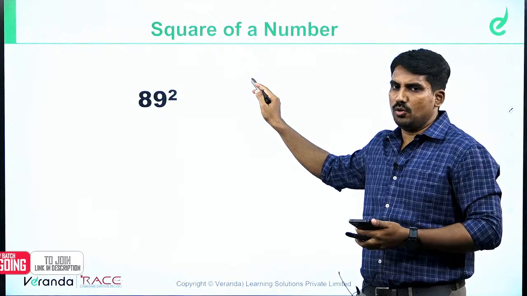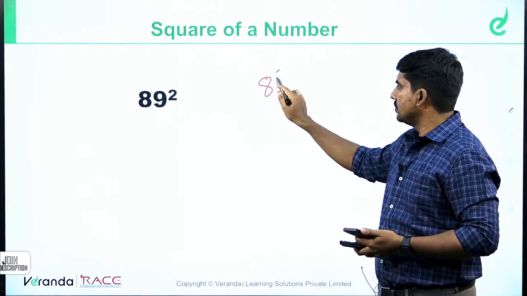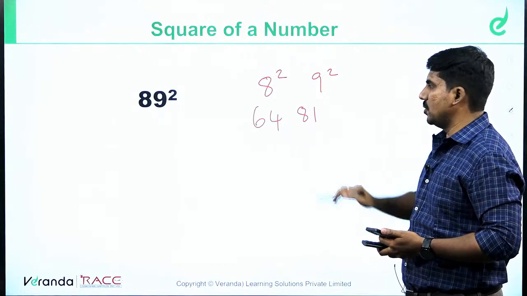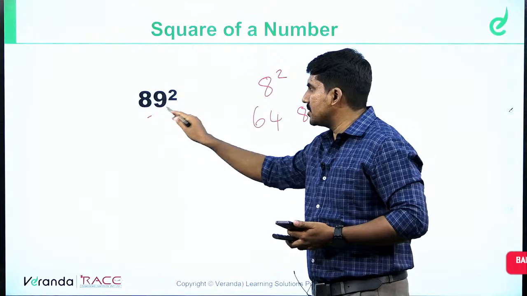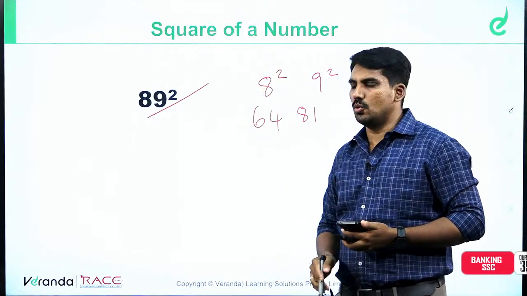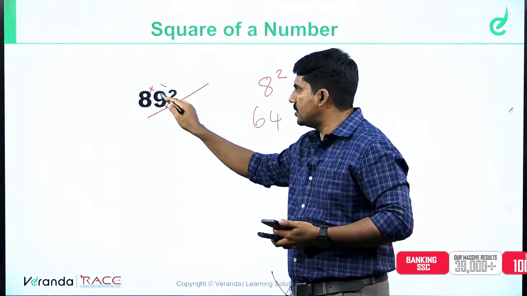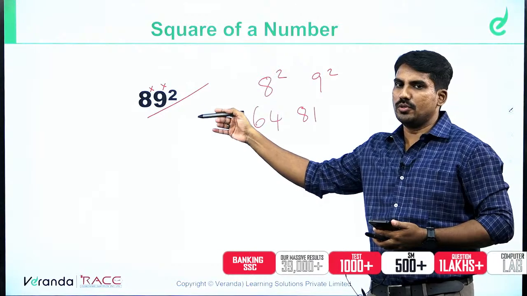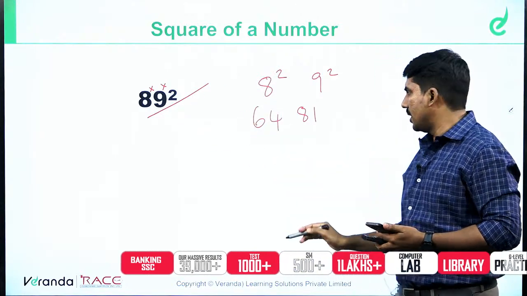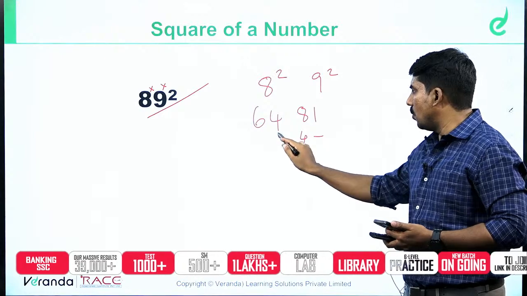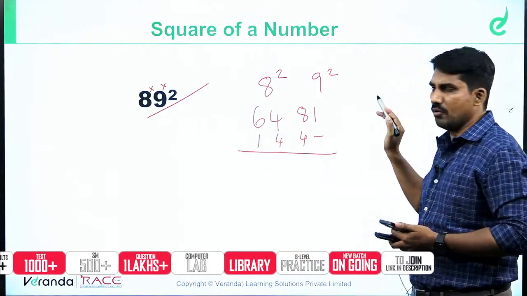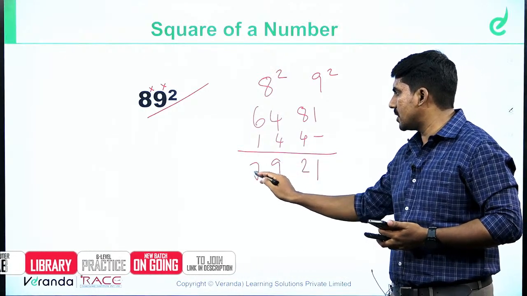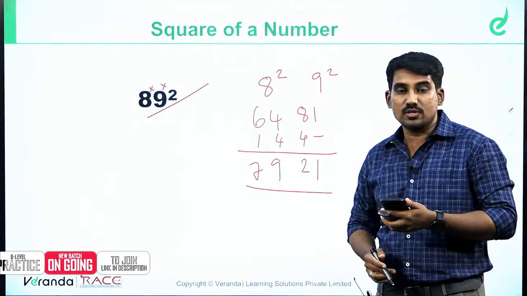So first what we can do? 8 square, then 9 square, right? 8 square is what? 64. 9 square is what? 81, right? Then the multiplication part, that is 8 into 9 into 2. 8 nines are 72. 72 into 2 is what? 144, right? We have to leave the last digit, so we write 144 like this. Now add everything: 1, 12, remaining 9, then we have 7, 7921.